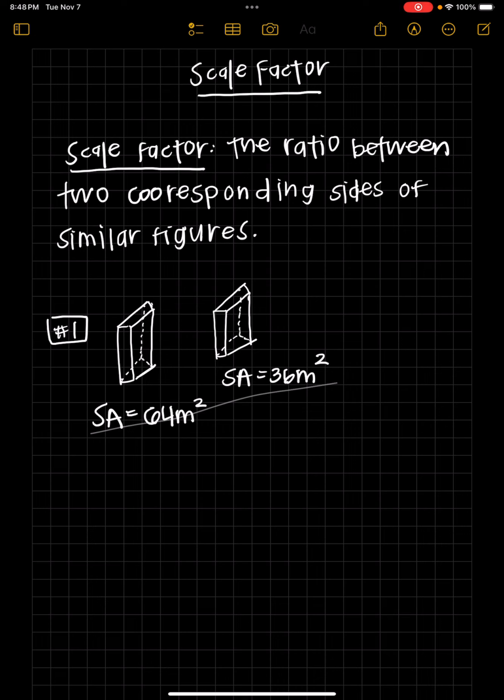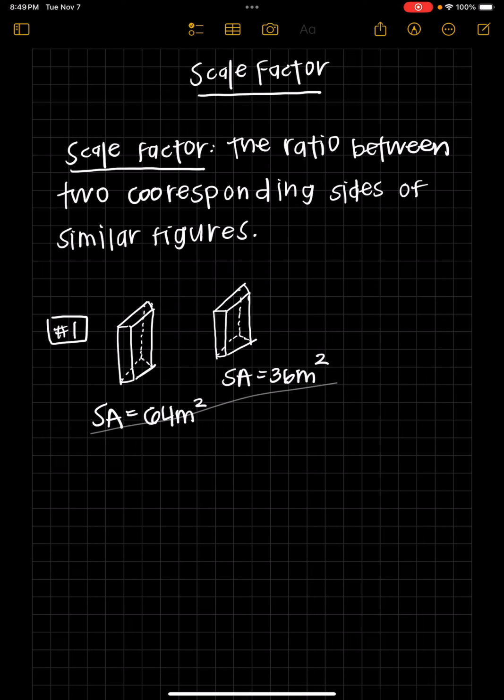And so this is easy, because for this first example, they're giving us the surface areas of both of these shapes, so we can just compare the surface areas. Like I said, the scale factor is comparing two of the same thing. If it was a surface area and a side length, we would have a harder time. Or if it was a surface area and a volume, we couldn't do that. But because they're both surface areas, we can just compare them side by side.